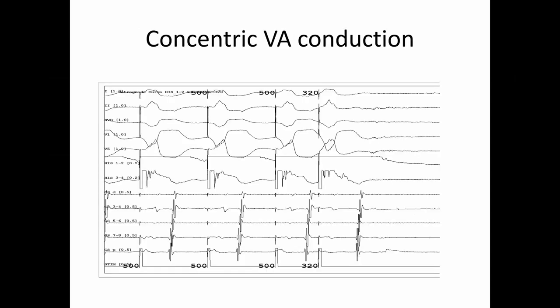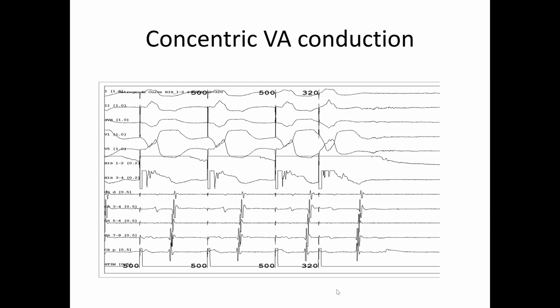So we usually start our EP study with a retrograde curve, assessing conduction from the ventricle back up to the atrium. And normal is what we call concentric ventriculo-atrial conduction, so from the midline of the heart outwards.